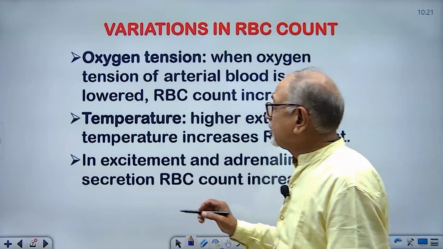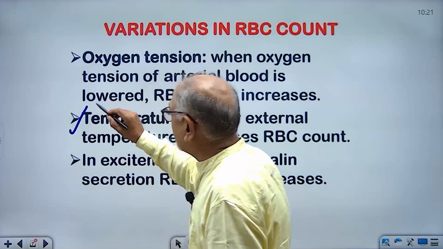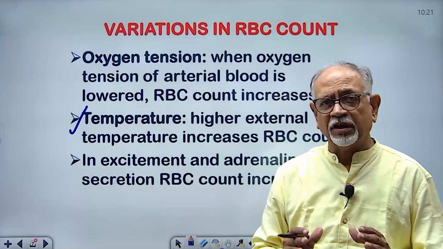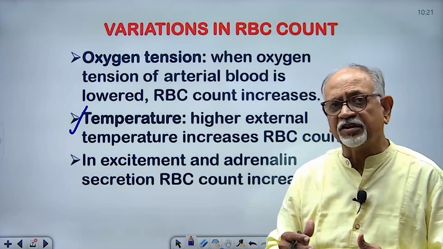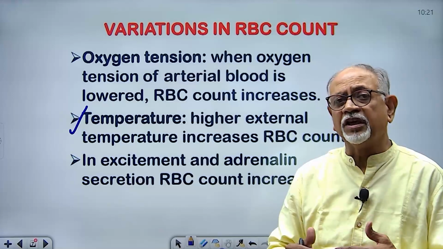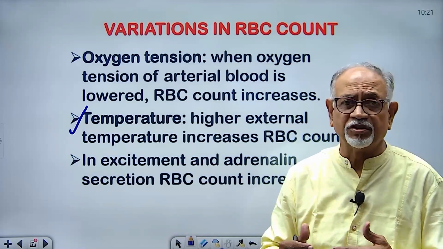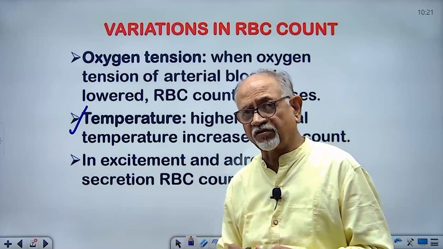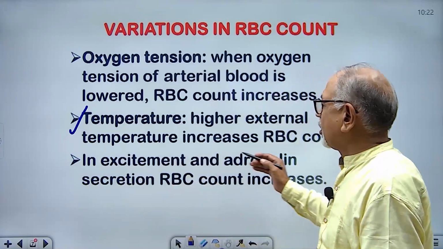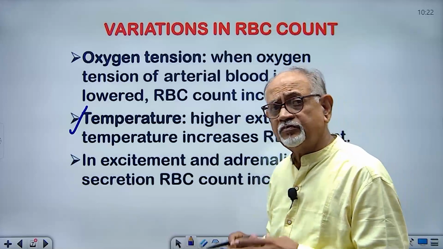Then another important factor is the temperature. When the body temperature increases, the metabolic rate increases, and the need of oxygen in the tissue increases, and to cope up with that need of oxygen, RBC count increases.